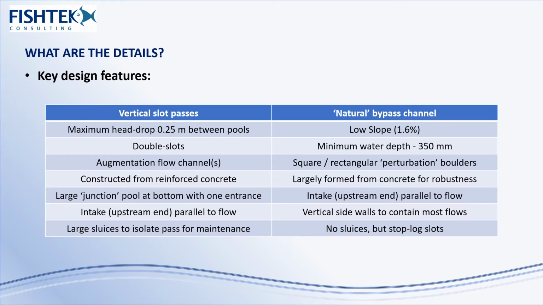So, taking that information that we'd seen in other sites, and the decisions we had made as to what we were going to build, what were the key design features? Well, for the vertical slot passes, we had these key design features on the left, and the natural bypass at Beverley, we have these features on the right. I won't go through these all now because this is a recording and you can pause if you like and go through those, but those are the fundamental design features at a more detailed level that we apply to each of the sites.